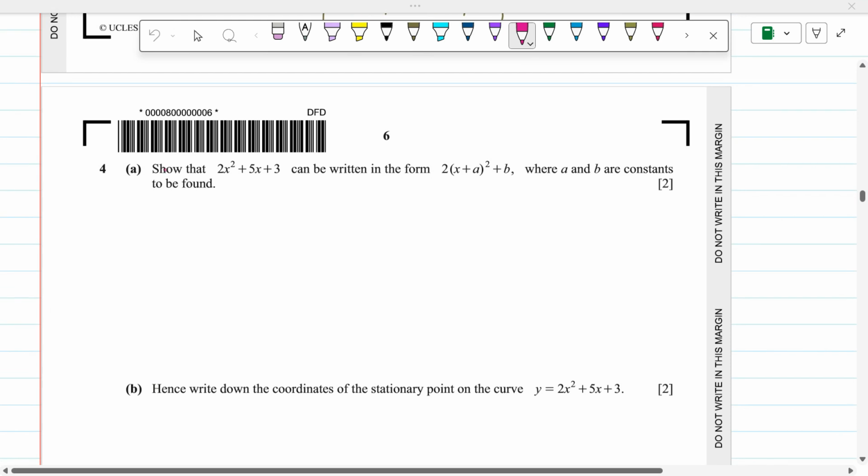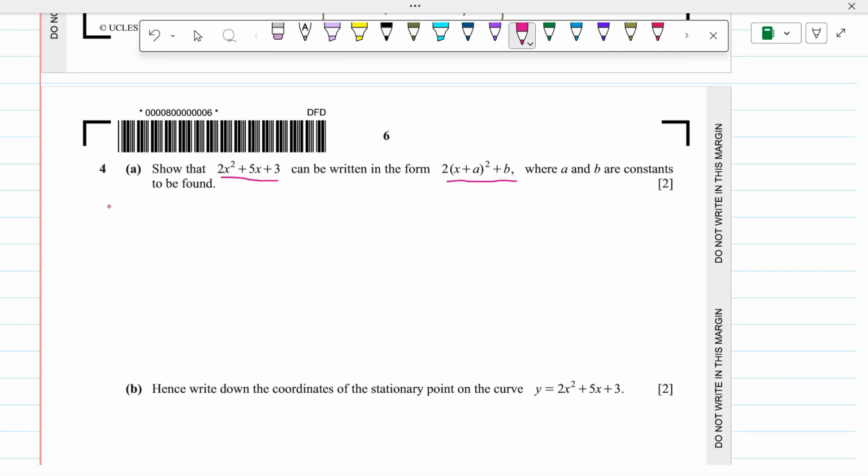Let's move to question number 4. Show that 2x² + 5x + 3 can be written in the form 2(x + a)² + b, where a and b are constants to be found. We need to convert this format into this format, so we can convert 2x² + 5x + 3 into this form by the completing the square method.